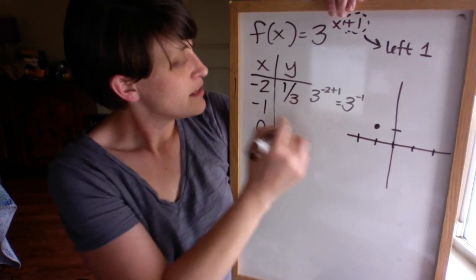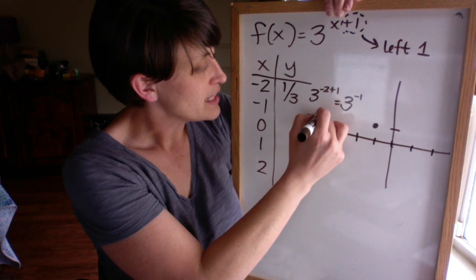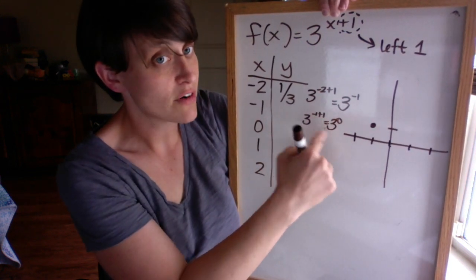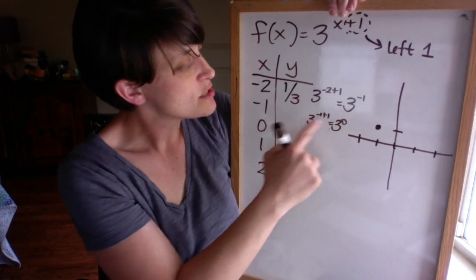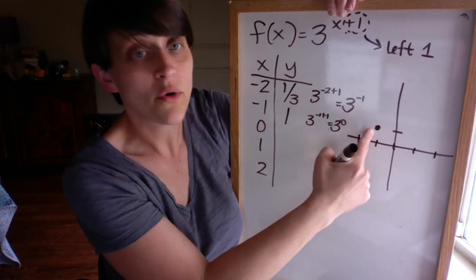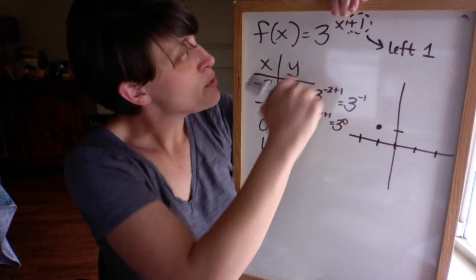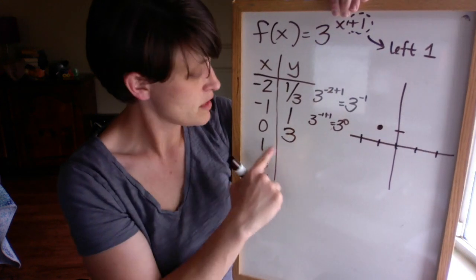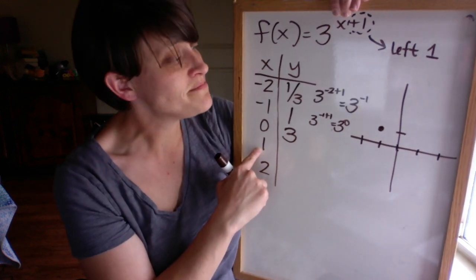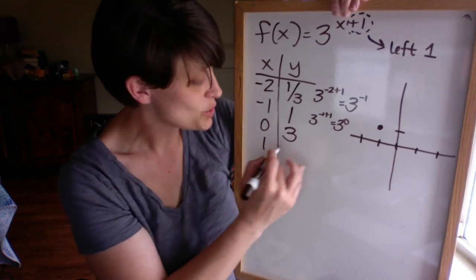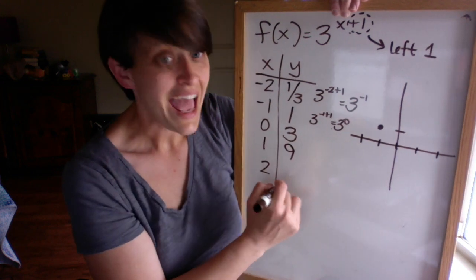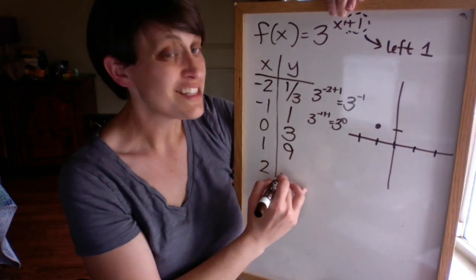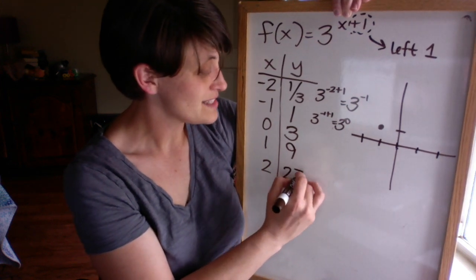Okay, then we have negative 1. If we were to put that in, we'd get 3 to the 0. Notice I'm adding first, then doing the exponent. So we end up with 3 to the 0, which is 1. We've already got that one plotted. If we put in a 0, that's going to be 3 to the 1. It's 3. Put in a 1, that's going to be 3 to the 2, which is 9. And already when our x is 2, we have 3 to the 3rd, which is 27.